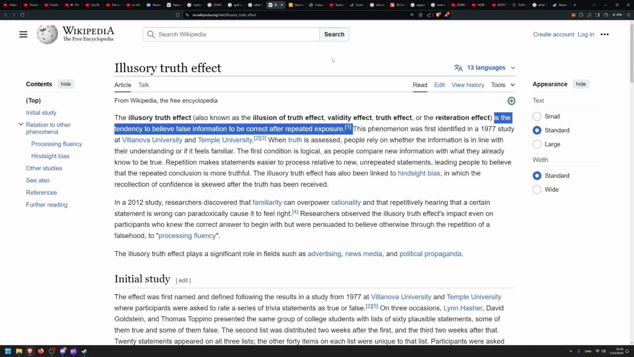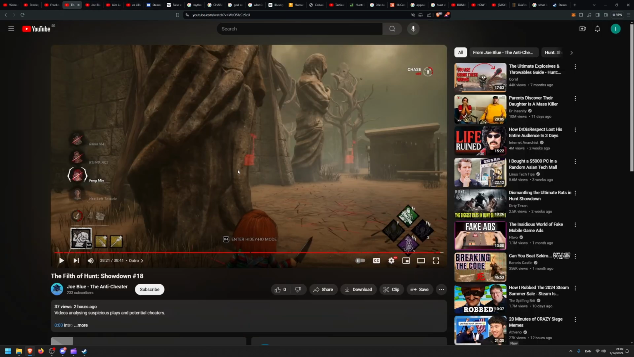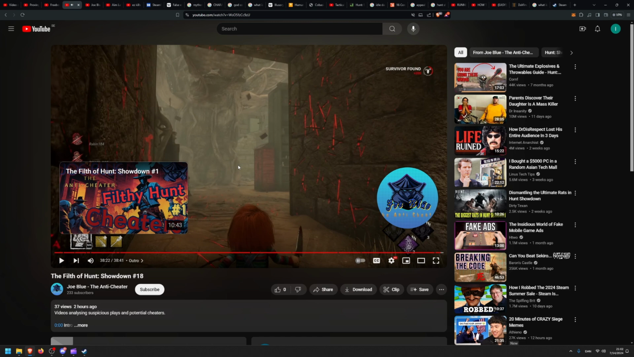Repeating the same thing over and over again is called the illusory truth effect, which is the tendency to believe false information given by Joe Blue to be correct after repeated exposure. So yeah, that's about it, man. Joe, stop repeating yourself, demanding it must be right. You are a liar. Your video is completely incorrect.